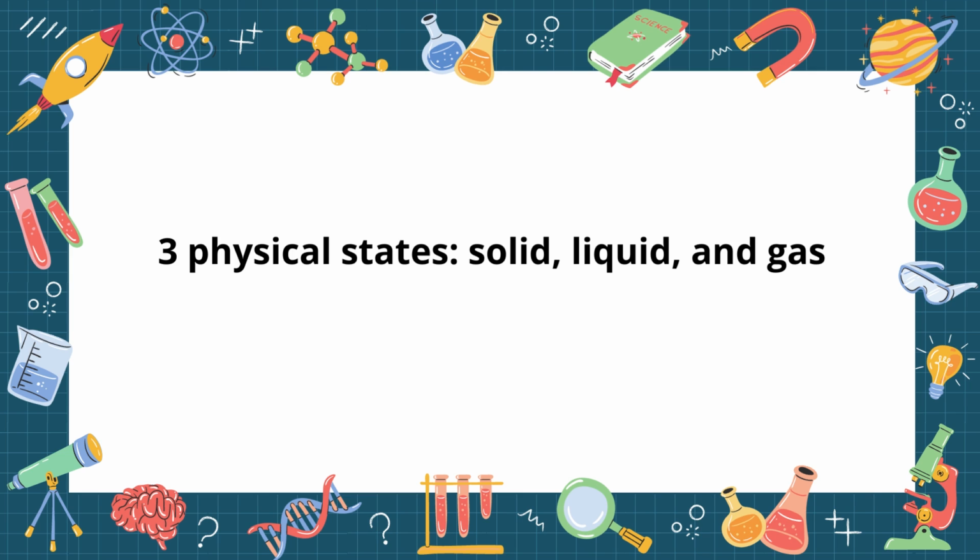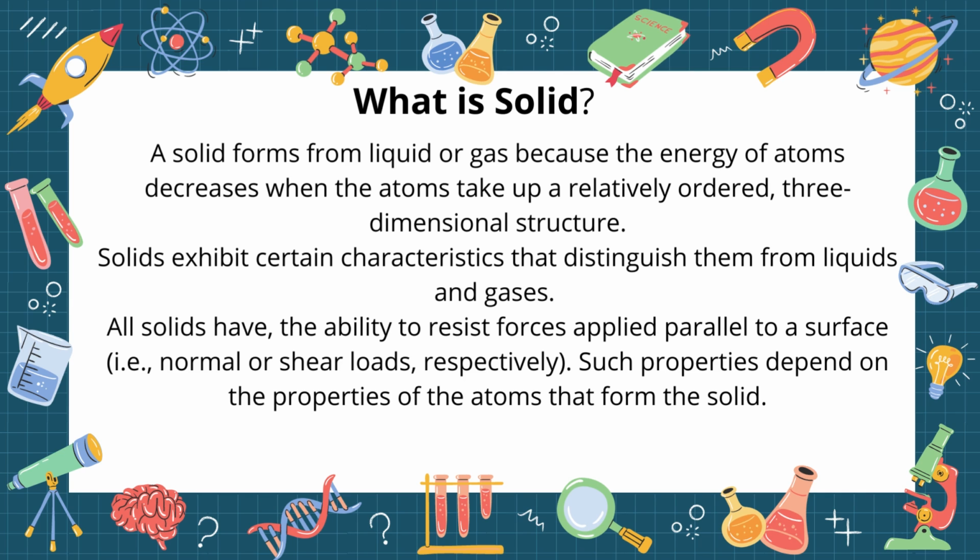The three physical states of matter are solid, liquid, and gas. Now I will be describing the characteristics of these three states of matter. A solid forms from liquid or gas because the energy of atoms decreases when the atoms take up a relatively ordered three-dimensional structure. Solids exhibit certain characteristics that distinguish them from liquids and gases.